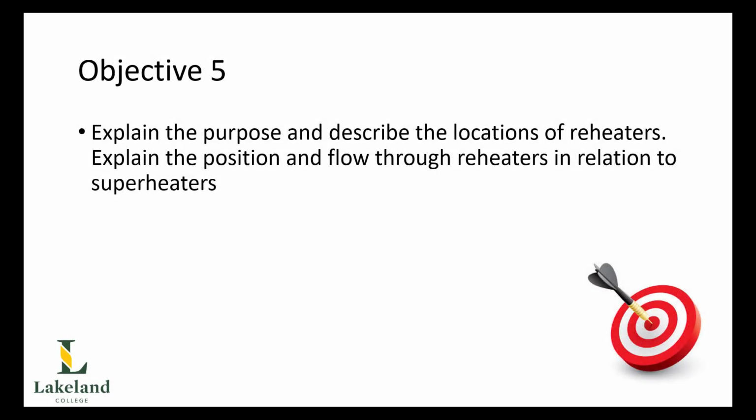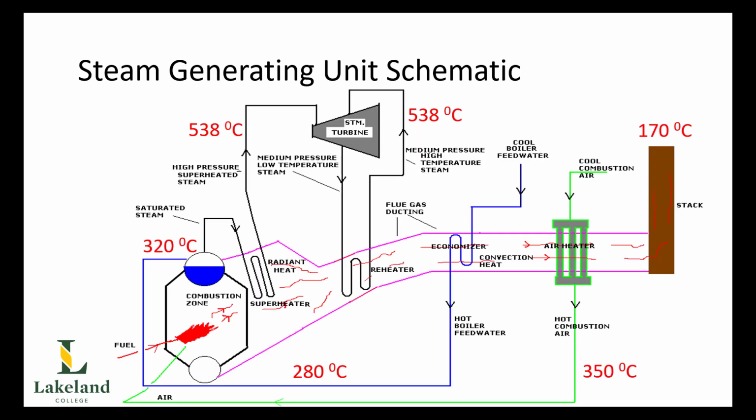Welcome back to Objective 5 in Chapter 4 of our 3B1 series. In this objective, we'll explain the purpose and describe the locations of reheaters, and also explain the position and flow through reheaters in relation to superheaters. So, referring back to my basic steam generating unit schematic, we're now picking up the location, generically, of the reheater.